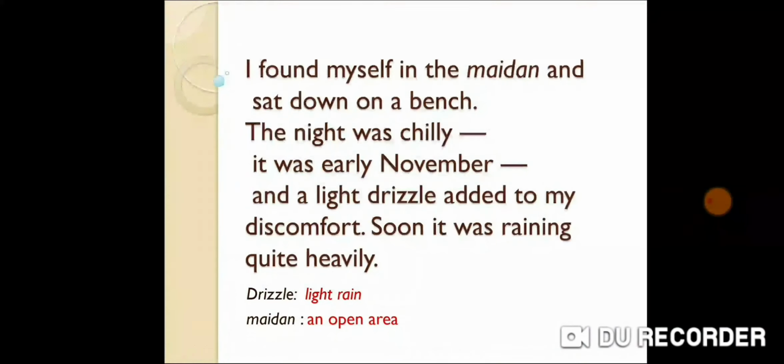I found myself in the Maidan and sat down on a bench. The night was chilly, it was early November, and a light drizzle added to my discomfort. Soon it was raining quite heavily.